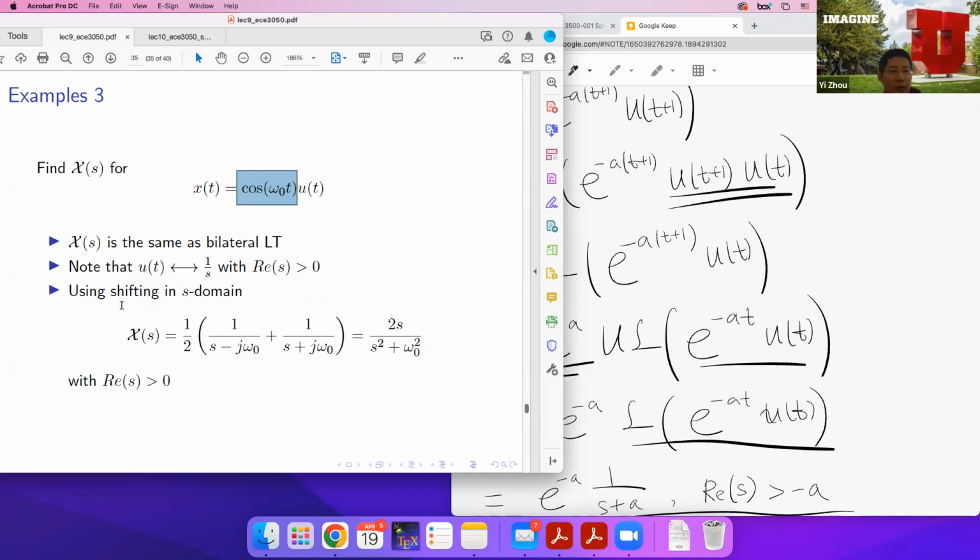So in the end, this is the Laplace transform that you obtain. Because of this modulation, you have two copies. One is shifted to the left, one is shifted to the right. So this is the Laplace transform you obtained with this ROC. And then because the signal is causal, you can conclude that this is indeed the unilateral transform. Okay, so this example is quite straightforward.